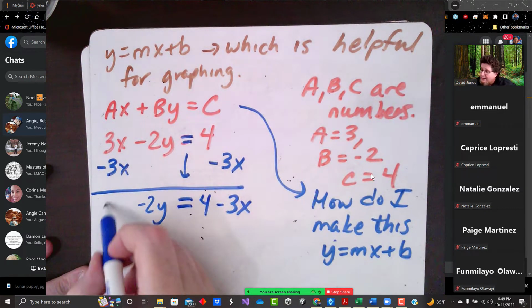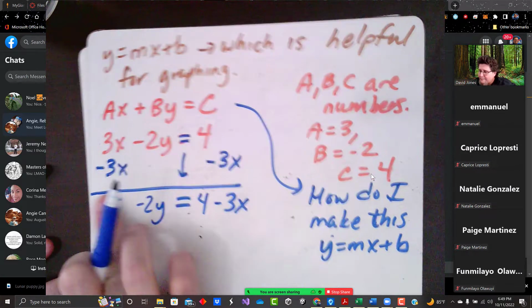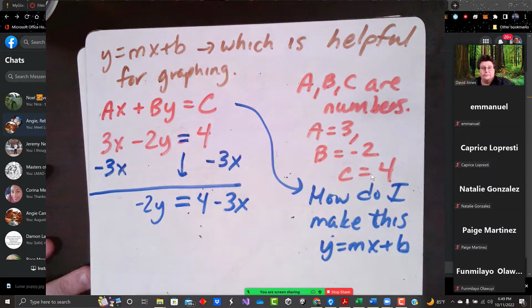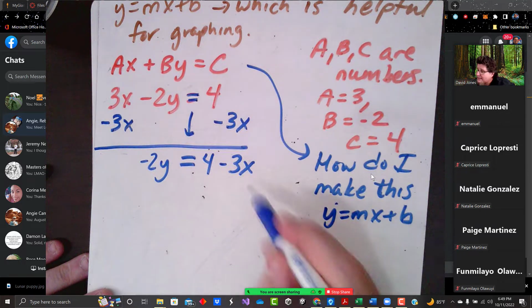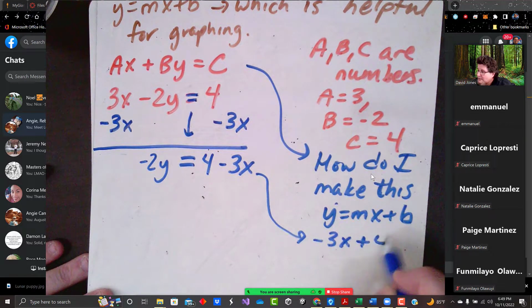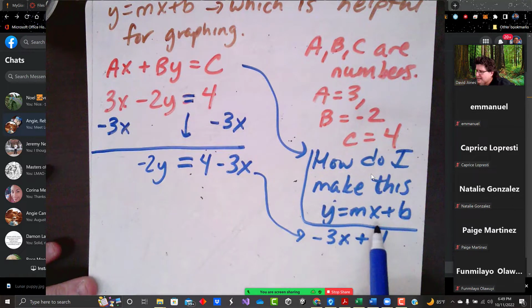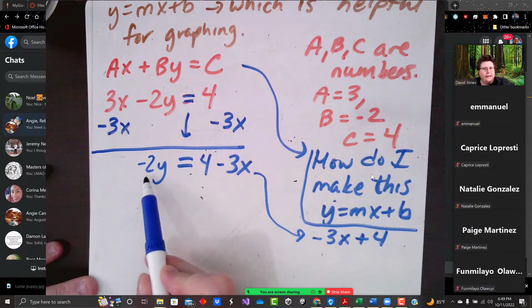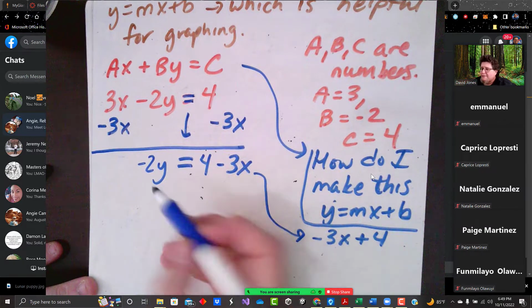And I've got 0x over here. And when we have 0 something, we don't even need to mention it. This is the same thing as -3x plus 4. So I can change the order of these. But I want to get y by itself, and right now it's multiplied by -2. So to get rid of multiplication, we do division.